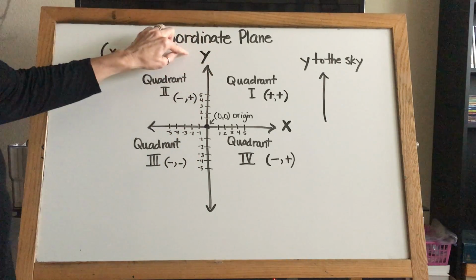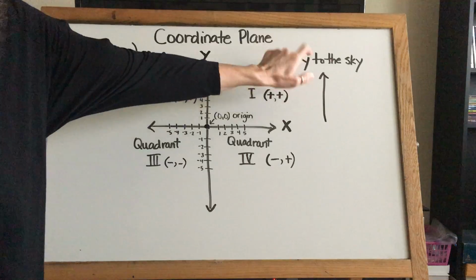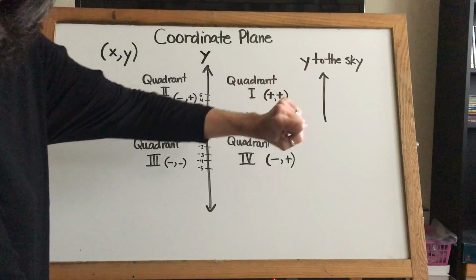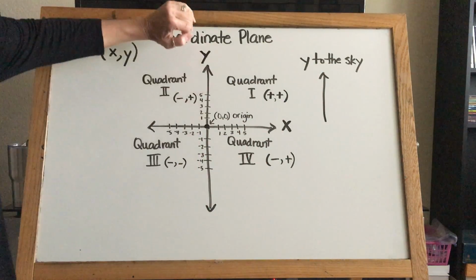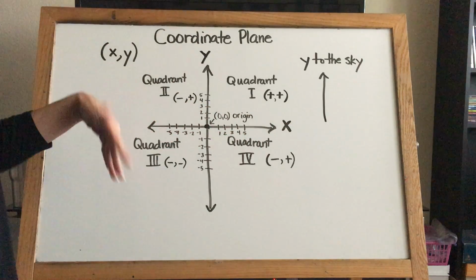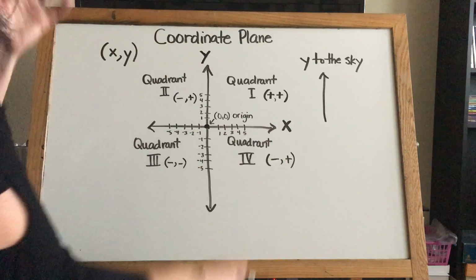One thing you can do to remember that the y is vertical is just your little catchphrase, y to the sky. So if you can remember that y is to the sky, then you can obviously remember that x is the other one. So it's going to be your horizontal.